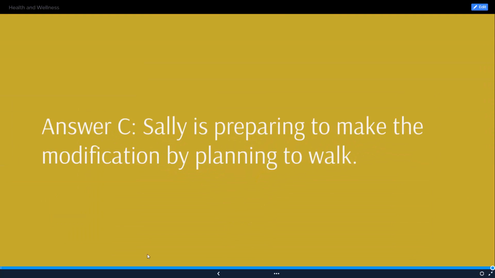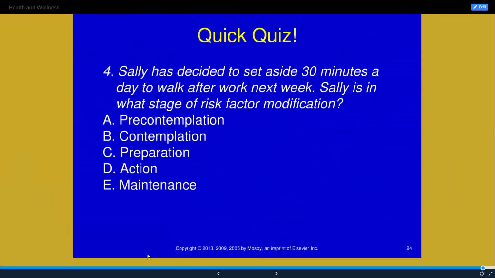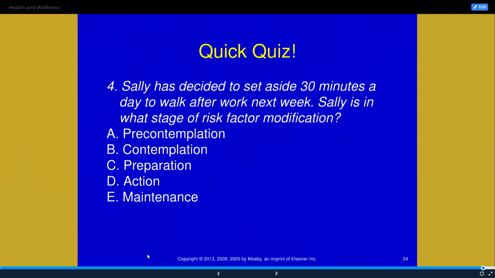All right, if you said C, Sally's preparing to make the modification by planning to walk. So she's in the preparation, right? So if you go back and look, that was C, preparation. She has decided to set aside 30 minutes a day. Once she actually starts the walking, then she'll be in the action, right? And then she's got to maintain it. Okay, she can't do it for a couple weeks and then stop. She's got to keep doing it. Okay, so she was in the preparation. She's decided to, and that's always a good start. And then we've got to put it into action.